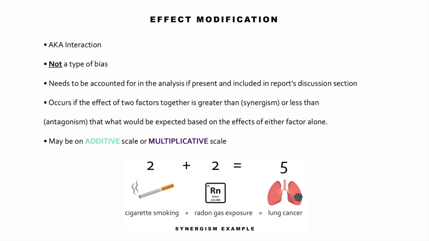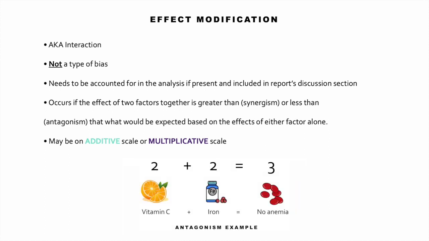It can be on the additive scale or the multiplicative scale. Synergism increases disease risk more than what would be expected based on the effect of either variable alone. For example, people who smoke cigarettes are more susceptible to radon exposure. Antagonism decreases the risk of disease more than what would be expected based on either exposure alone.